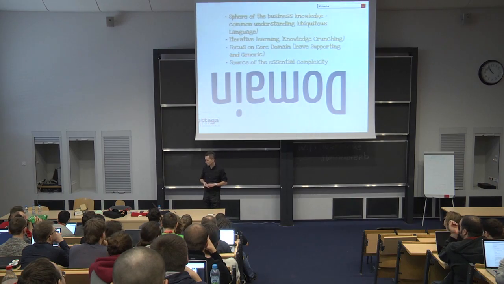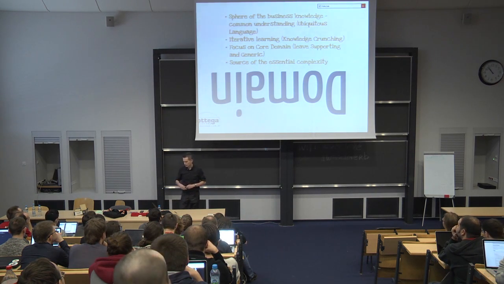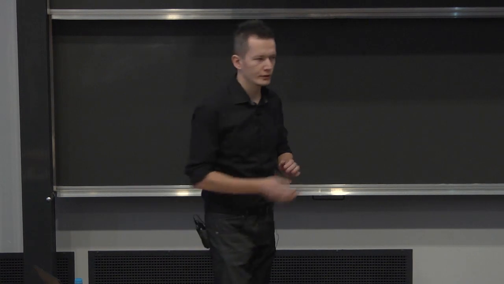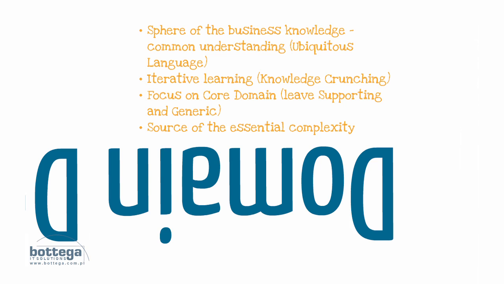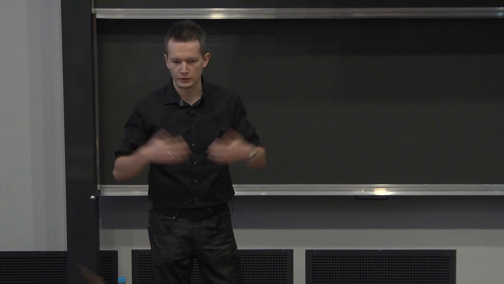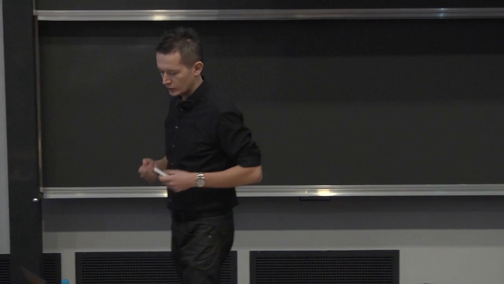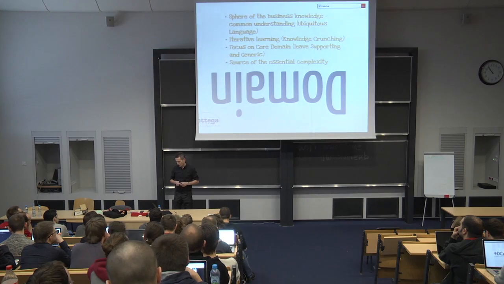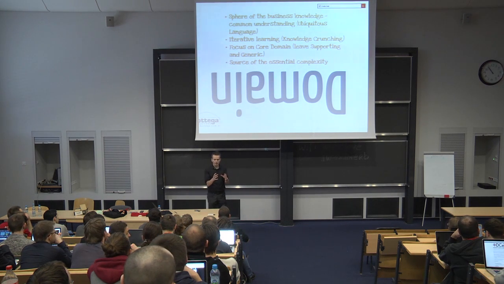And the domain, what is domain? It is a sphere of knowledge, of business knowledge. And in DDD, we have something called knowledge crunching. It's an iterative process of going deeper and deeper with our understanding of the problem. You cannot understand a non-trivial problem in one shot, like in waterfall. That's obvious. So we iteratively gather knowledge. And we focus on core domain, because in DDD we separate the problem into core domain.